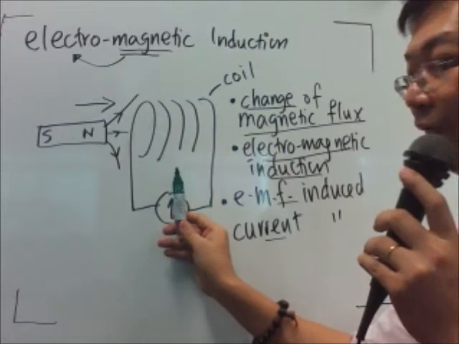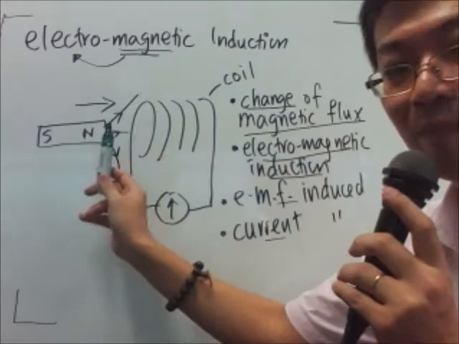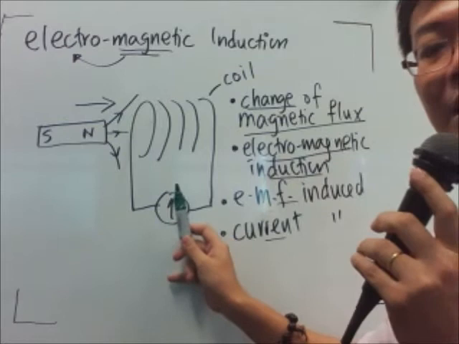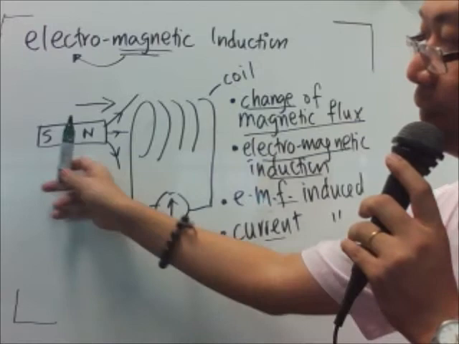momentarily. Then if you stop pushing, even if the magnet is in the coil, if it's not moving, there will be no change of magnetic flux, no electromagnetic induction, and no EMF induced, and the galvanometer will be at the center position showing that there's no current. If we push in the magnet, it deflects one direction. If we pull out the magnet, it deflects in the other direction.